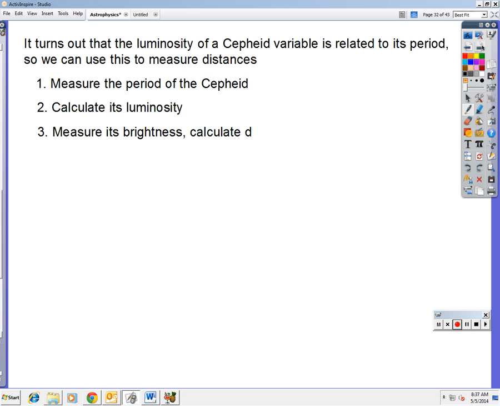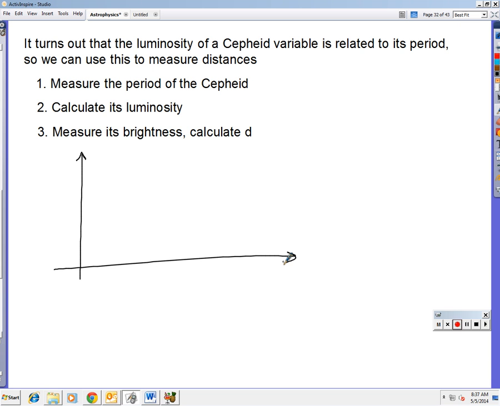Now, the way we use this for distance measurements is that if you look at Cepheid variables in our galaxy, where we can use parallax or something to get their distance, it turns out that the luminosity of a Cepheid variable is related to the period. There's a graph in your textbook. It's on page 350.